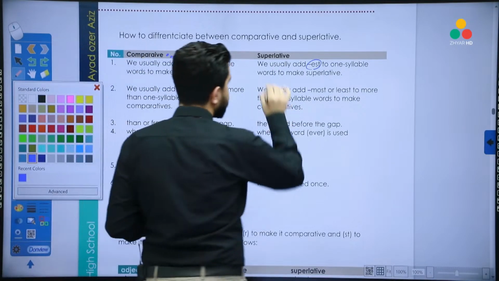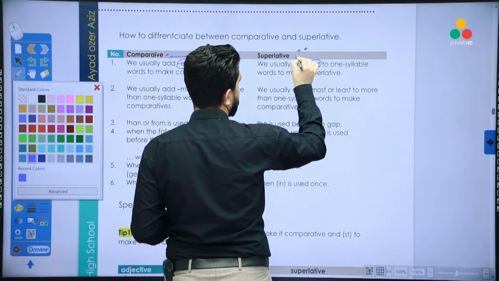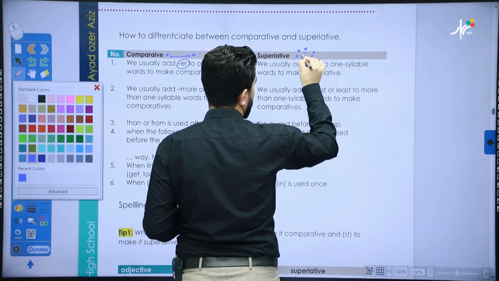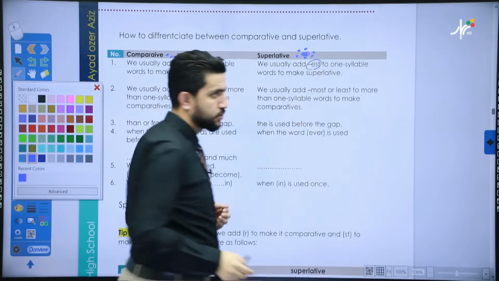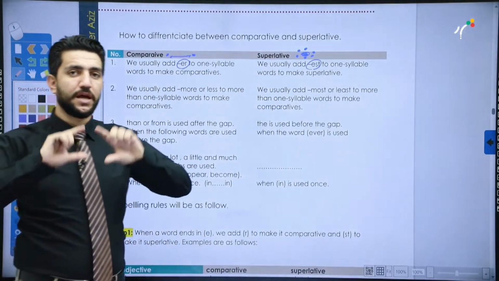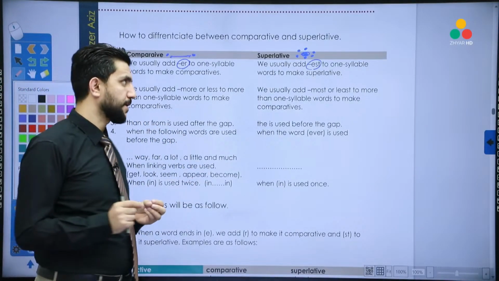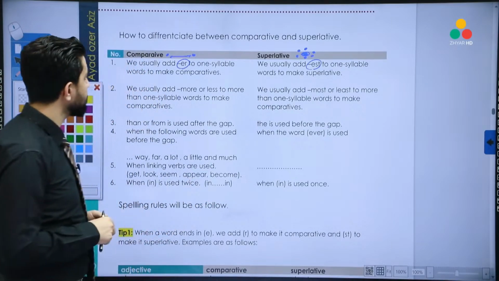But superlative means in a group we're talking about one thing. We call it superlative. Superlative is not comparing two things. It's about talking about one thing in a group of things.